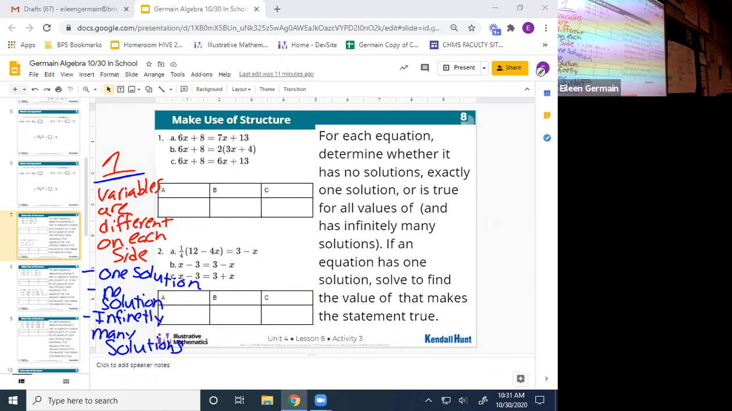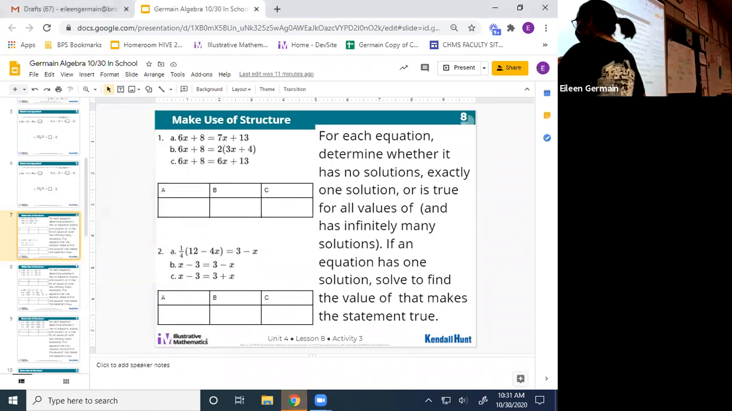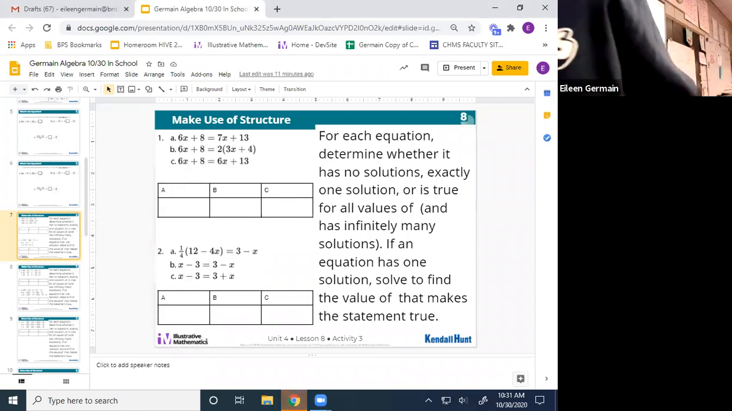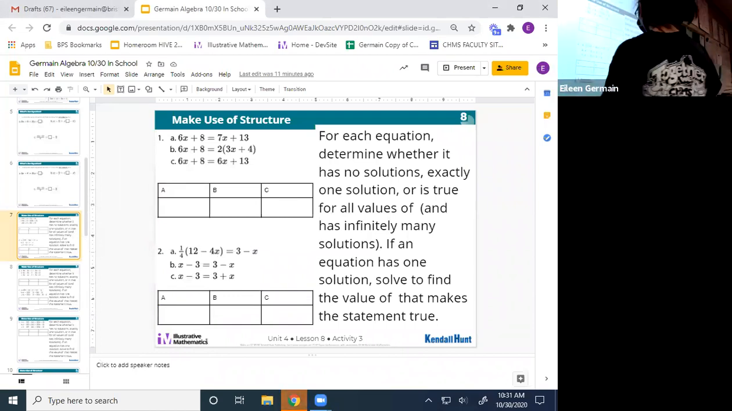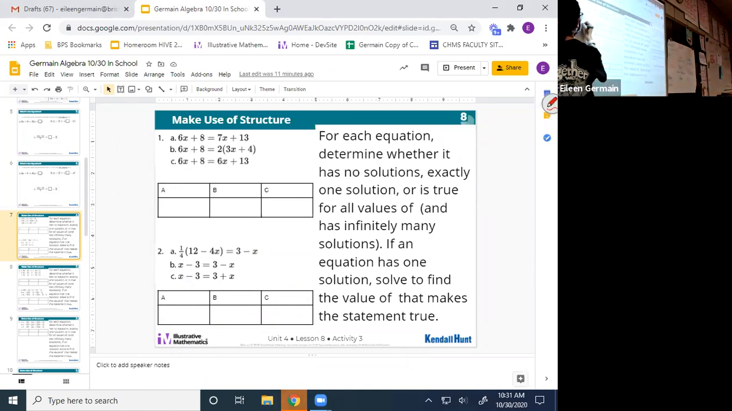Let's take a look. Okay, so let me erase. We're going to take another look over here. We were looking at 1A, which was done by Cindy, and Cindy gave us an answer of no solutions. Let's take a look at 1A. What did we think for 1A here?